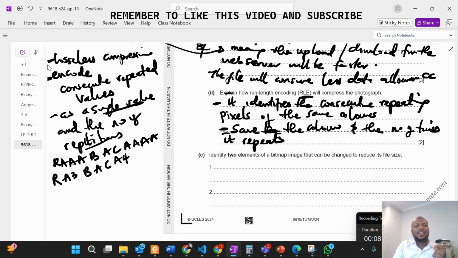So which is exactly what I explained here. I'm writing my answer in relation to the photograph, because a photograph is made of pixels and all pixels have a color. Is that understood? So that question has been answered.